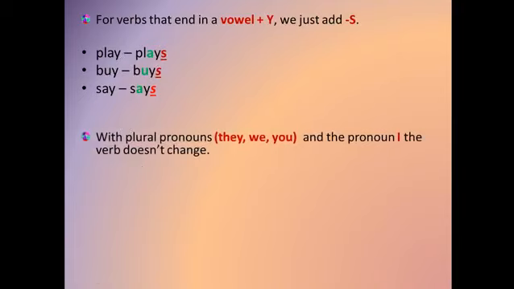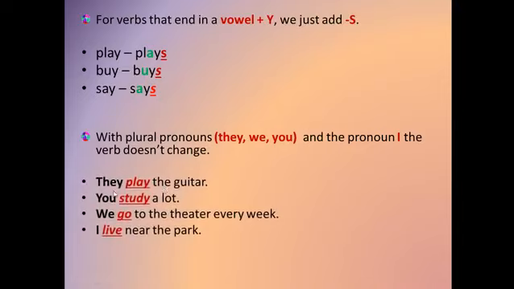Okay, and we said those rules were regarding the third person singular with he, she, and it. But if my subject is they, we, you, or I, the verb doesn't change. I don't add anything to it in the present simple. They play, you study, we go, I live. It stays the same. I don't add anything to it.